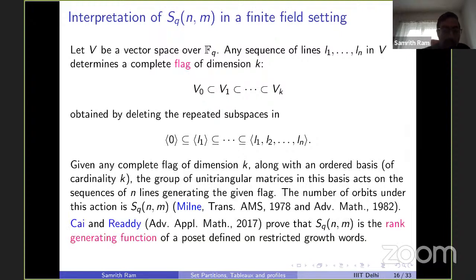For yet another interpretation, there is this recent paper of Cai and Readdy that I alluded to earlier. They show that this is simply the rank generating function in a poset that you can define on restricted growth words. These restricted growth words correspond to the set partitions of n into m blocks.